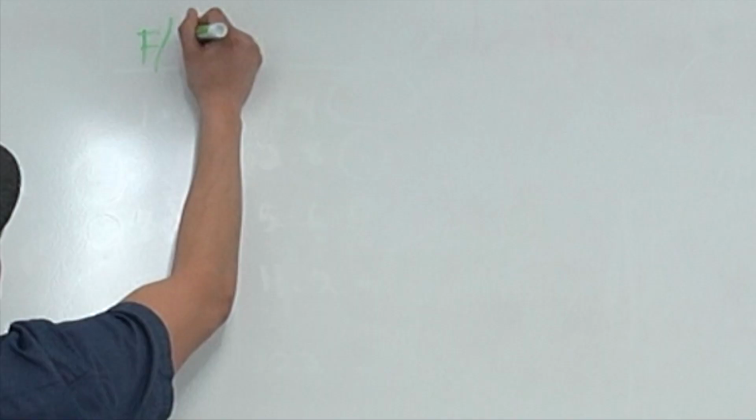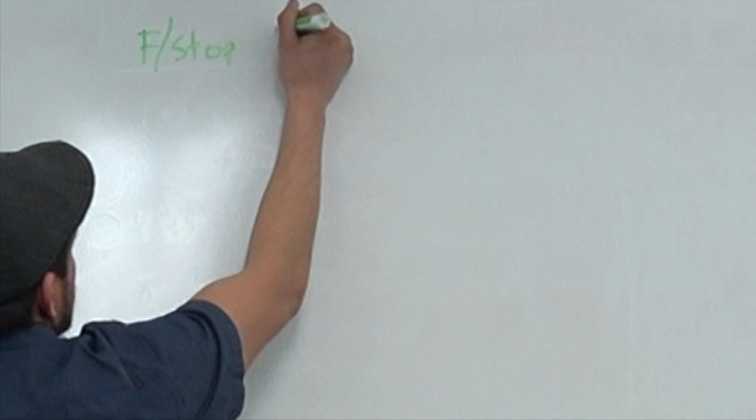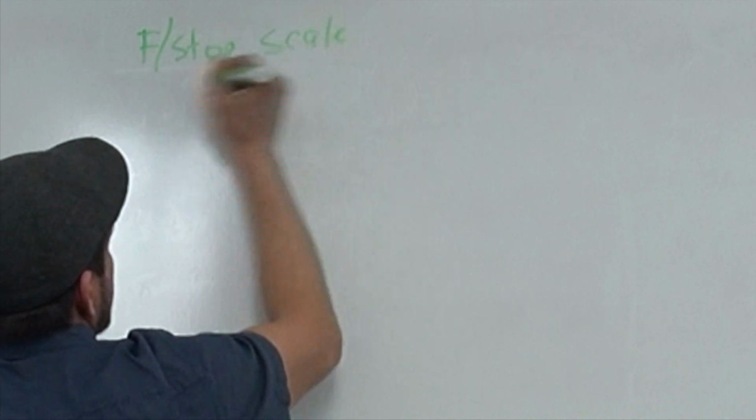Here's kind of the tricky part. The smaller the number, the bigger the hole. As your number gets bigger, your hole gets smaller. And so you're controlling that number. You're controlling whether it's a big hole or a small hole. And we're going to do the f-stop scale.